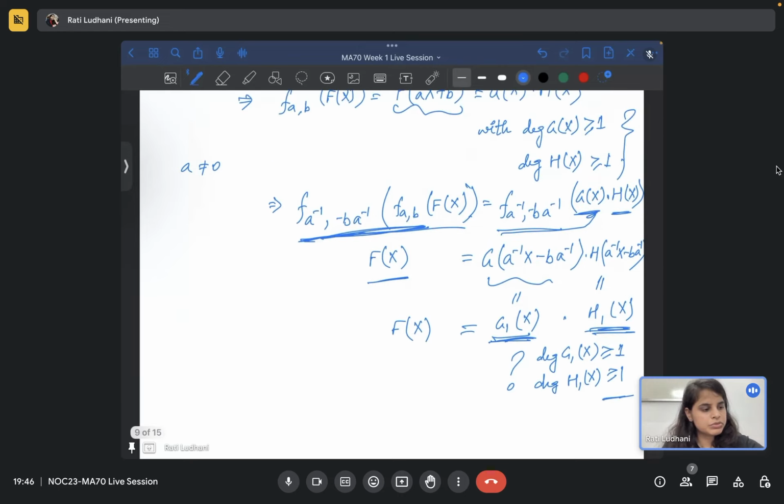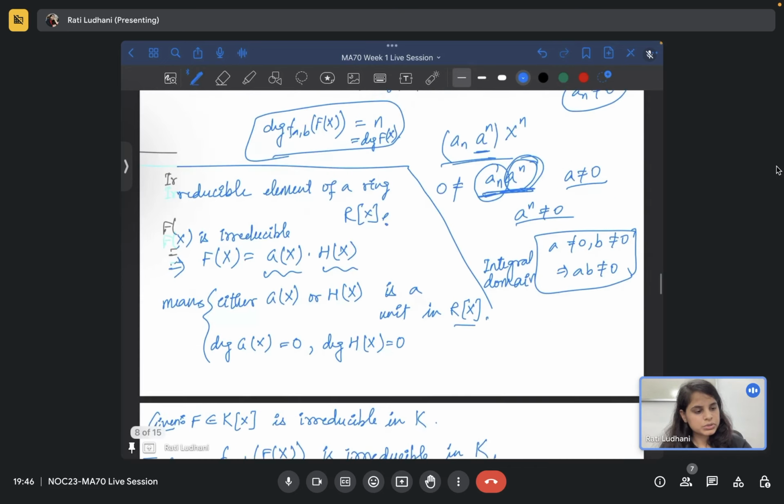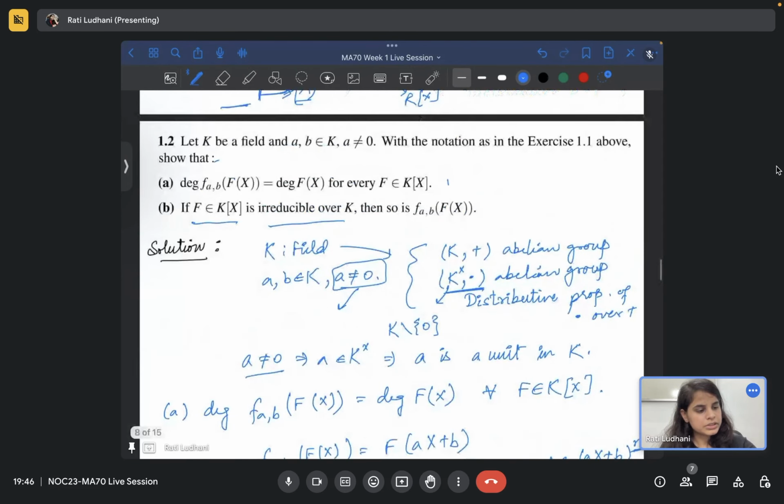You have this much information and you applied f on g(x) and h(x). So can you tell me, can this make sure that the resultant, so basically what you have, f_{a,b} inverse of g(x) is equal to g1(x).